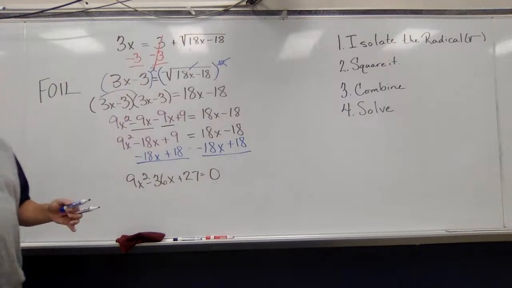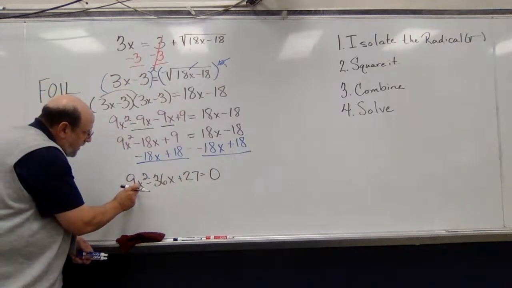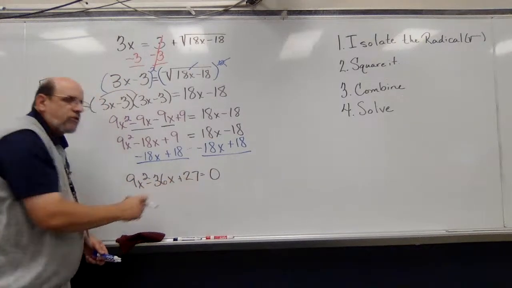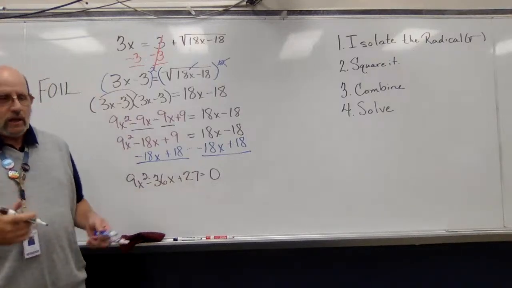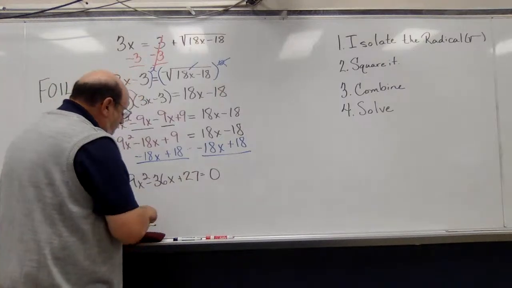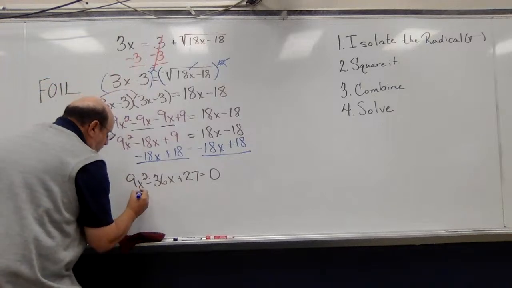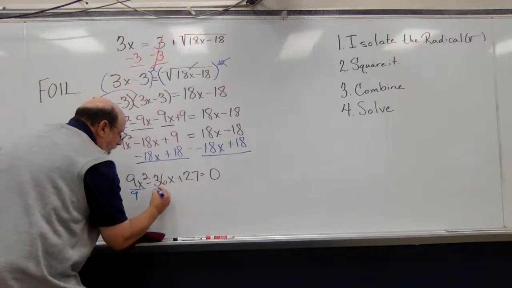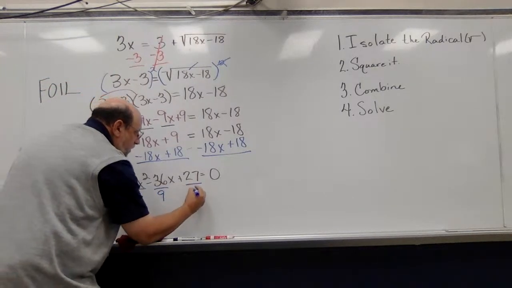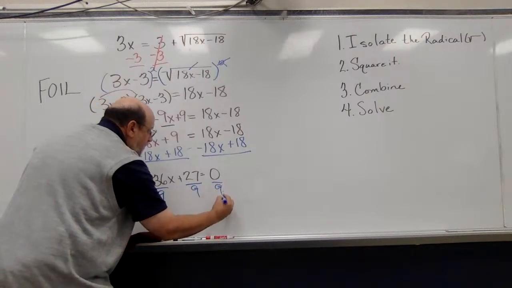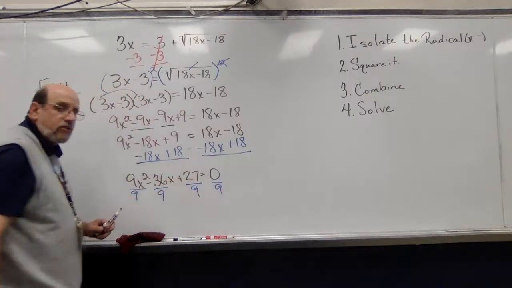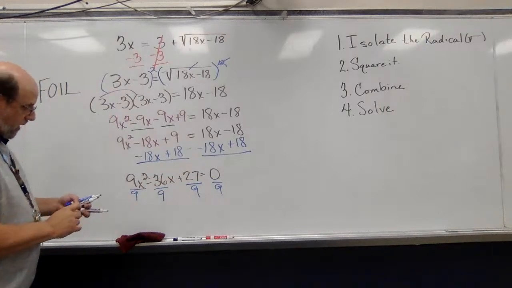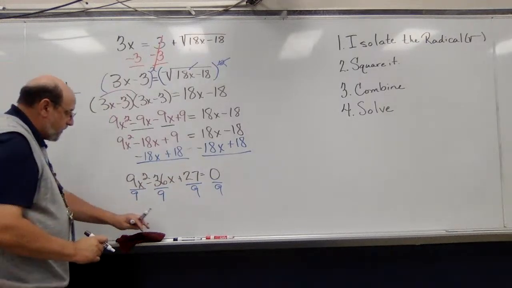I see that everything here is divisible by 9. So I'm going to divide every term by 9, divided by 9, divided by 9, divided by 9, divided by 9. If you do it on this side, you got to do it over there too. And we know that 0 divided by anything is just 0.